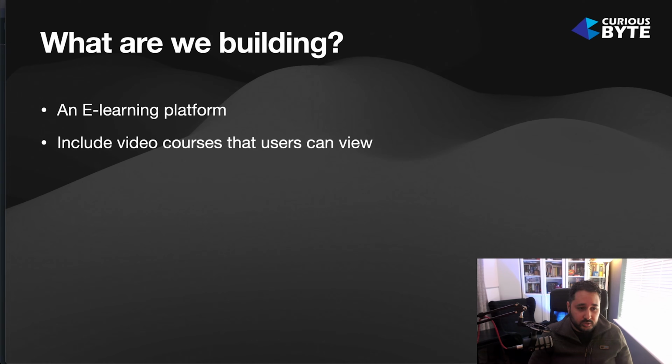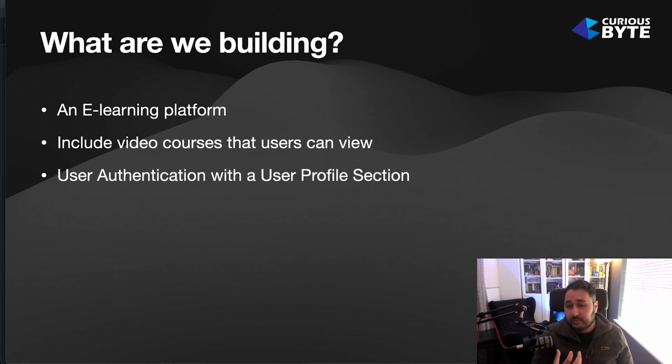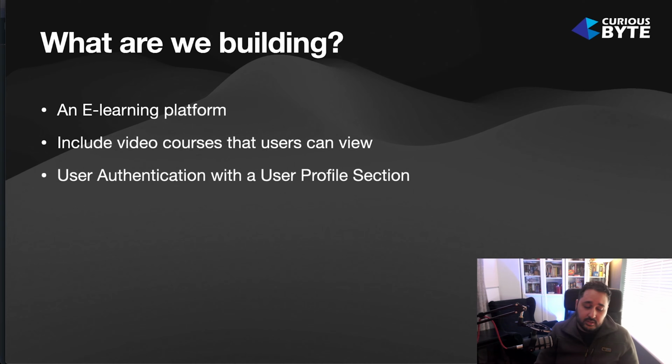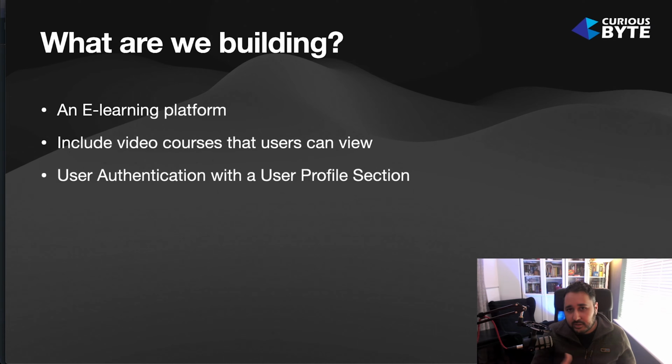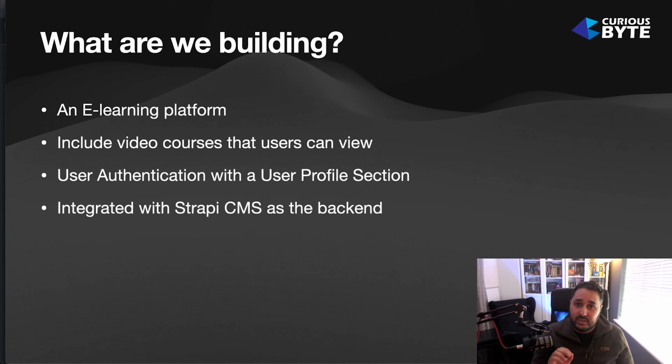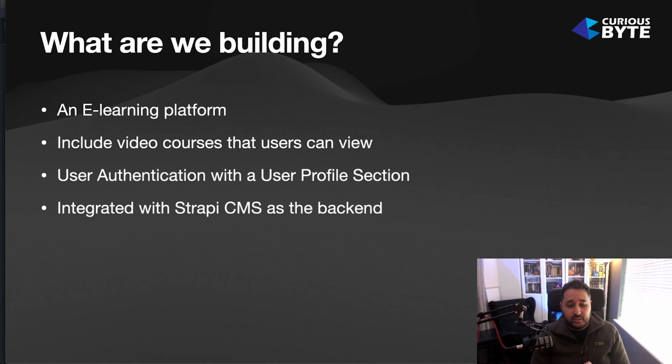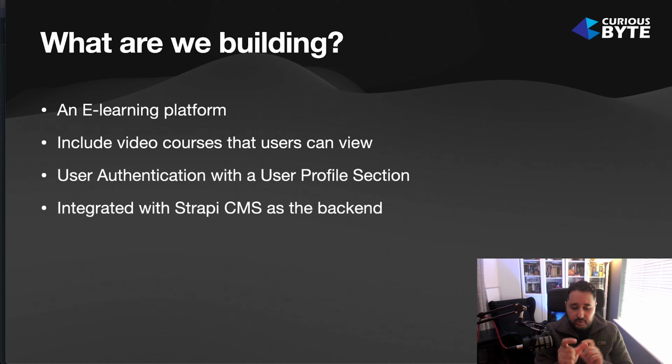So video courses. We're obviously going to have the user be able to sign up, be able to authenticate, only be able to access parts of the site where they're authenticated, which also means that they're going to need a user profile page building. And one of the biggest parts of this is actually using Strapi as a headless CMS to take all the information from its backend in very small API endpoints, and then we're going to use that.